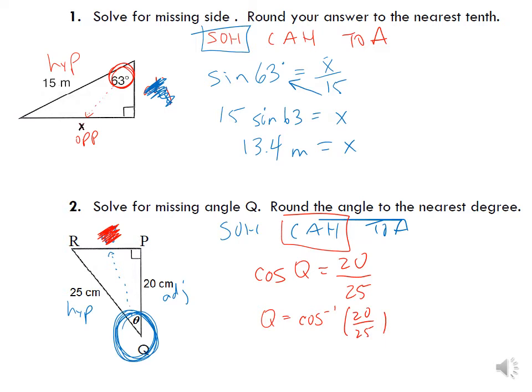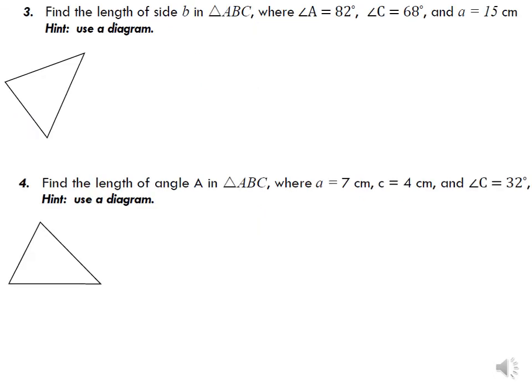Shift cos, bracket, 20 divided by 25. You want to go to the nearest whole number. So I get, when I round, 37 degrees. So there's 2 primary trig Sohcahtoa review questions.